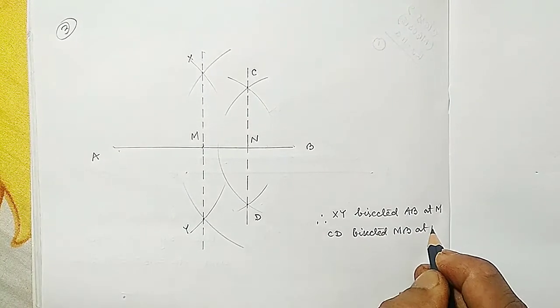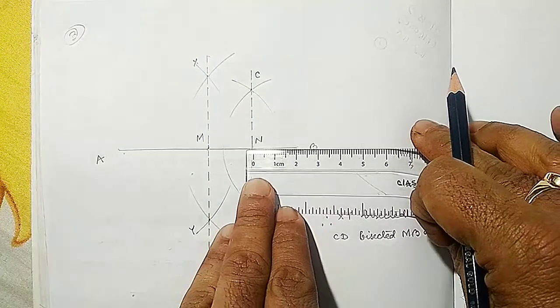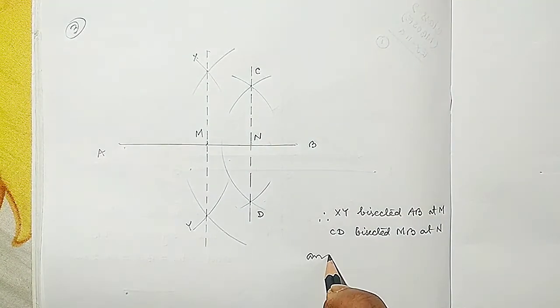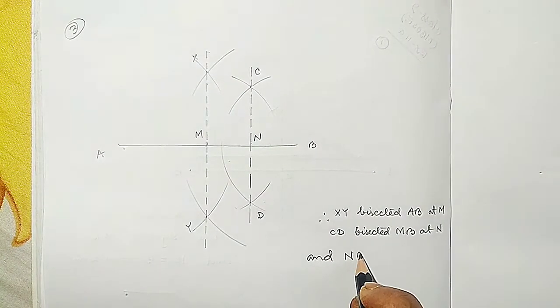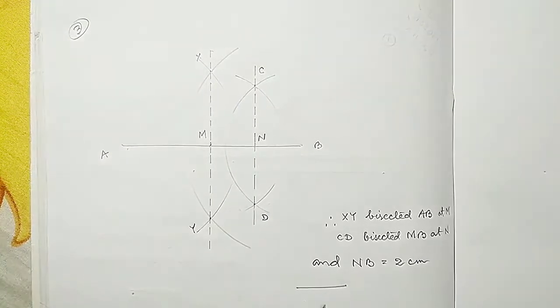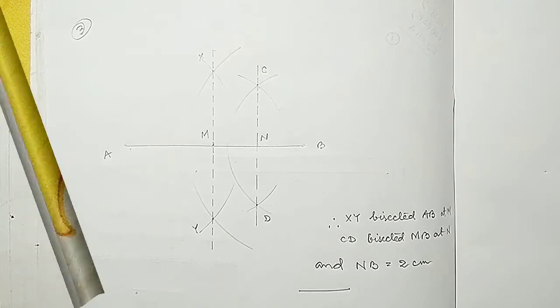at N. And third part we have to measure NB, and if we measure NB we are going to get this is 2 centimeter. NB equals 2 centimeters. I hope steps are clear. Let me show you the sums of 11b.